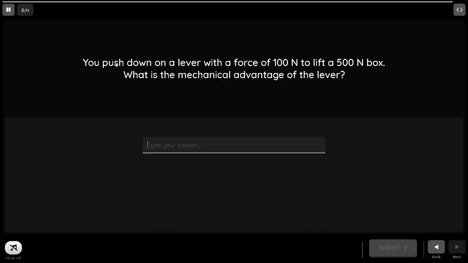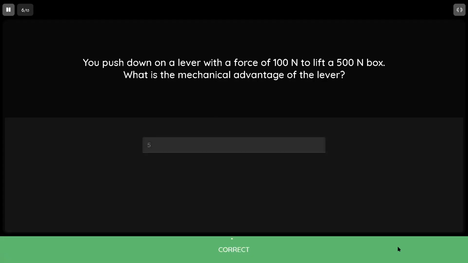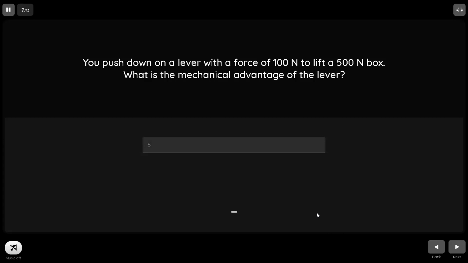Now, you push down on a lever with a force of 100 to lift a 500 Newton box. What is the mechanical advantage here? The input force is 100. It is the output force over the input force. So it's 500 over 100, which is 5. So the answer here is 5. This is the output force over the input force.